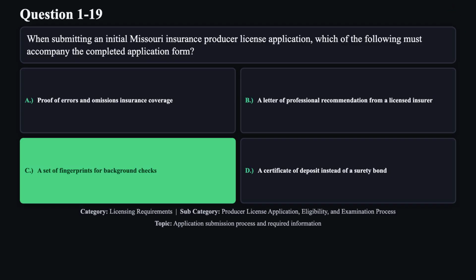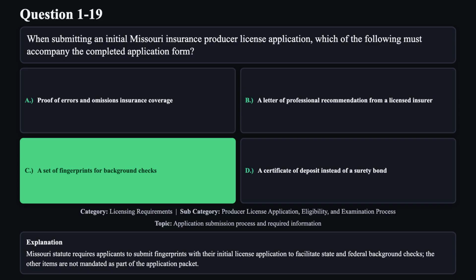The correct answer is C. Missouri statute requires applicants to submit fingerprints with their initial license application to facilitate state and federal background checks. The other items are not mandated as part of the application packet.